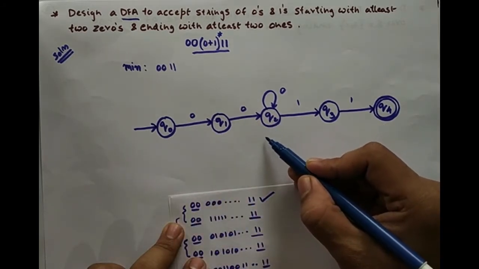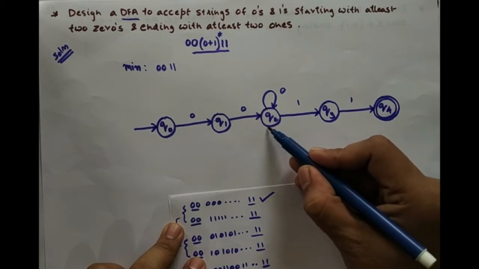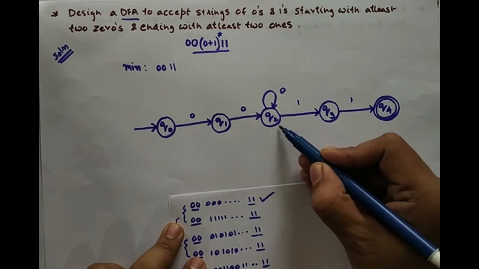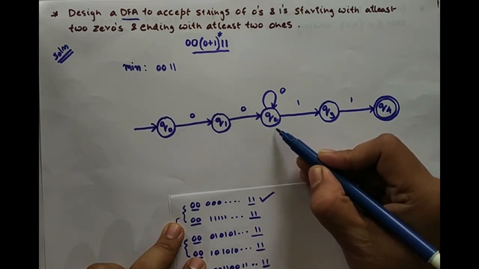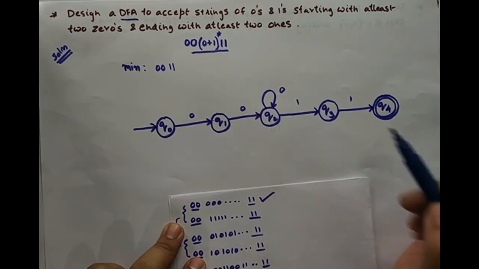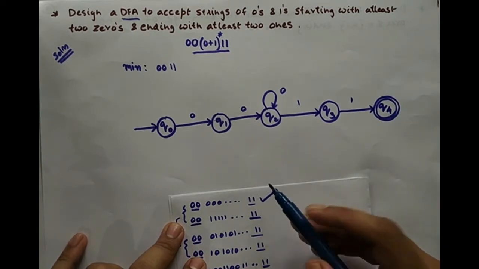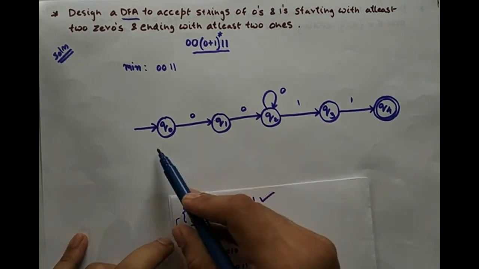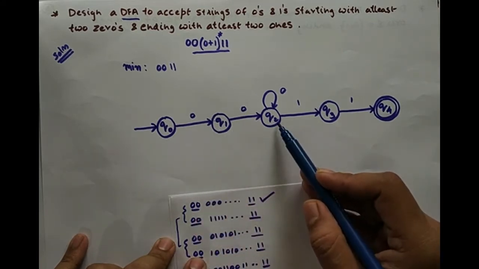Now I could have kept the self loop here on 1, but I am not doing it. Why? Because if I keep self loop on 1 here, that means from Q2 on reading 1 it goes to Q2, then the diagram will be converted to NFA, because from Q2 on reading 1 it goes to Q2 as well as it goes to Q3. Agreed?